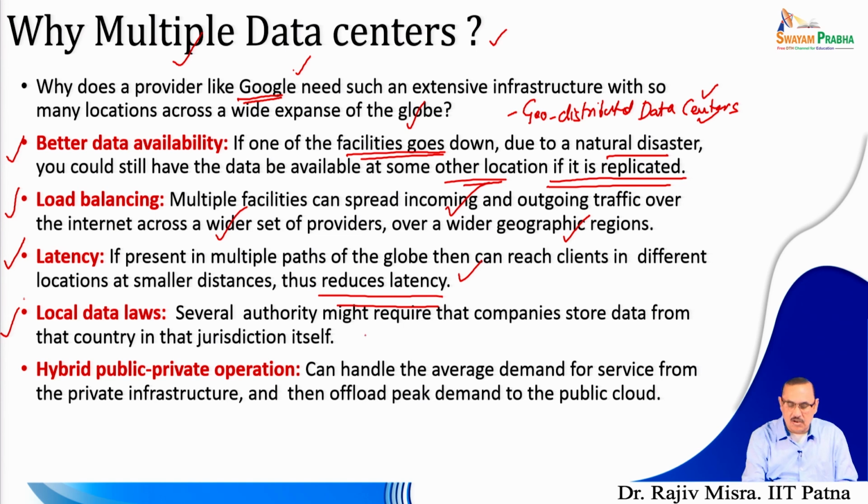The fourth one is about local data laws. Several authorities might require that companies store the data from that company in that jurisdiction itself. These particular laws affect what kind of rules and regulations apply to data. Those kinds of laws are called local data laws of different places across the globe.